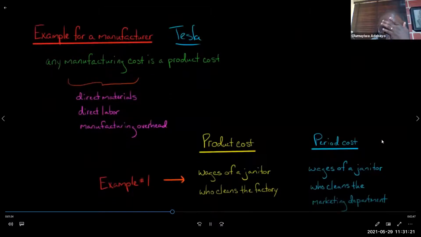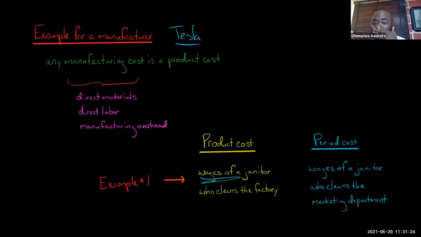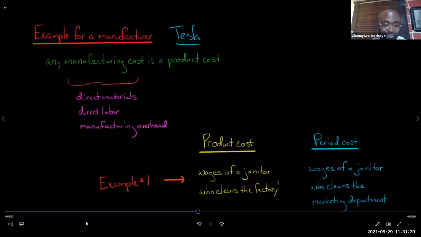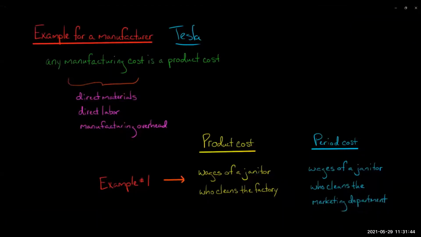If we have the wages we're paying to a janitor, is that going to be a product or a period cost for Tesla? If they're paying the janitor, let's say $15 or $20 an hour to do some cleaning, well, it depends. What are they cleaning? If the janitor is cleaning the factory, where the production is done, where Tesla produces vehicles, batteries, and so forth, then any wages related to that is going to be considered a product cost. Specifically, that's manufacturing overhead.